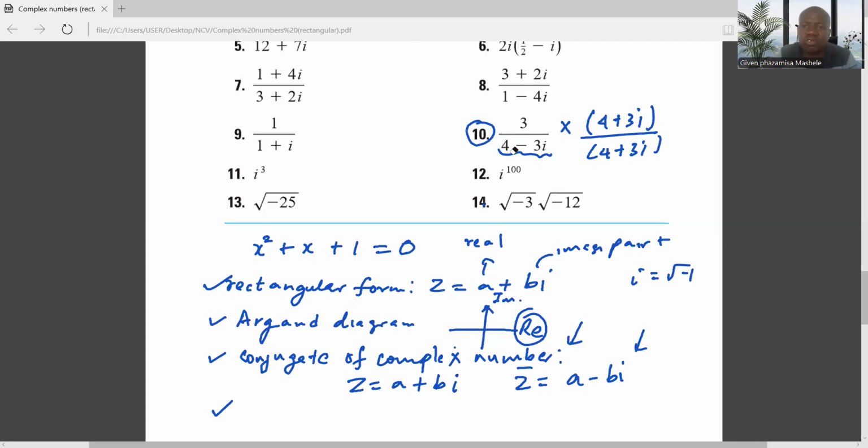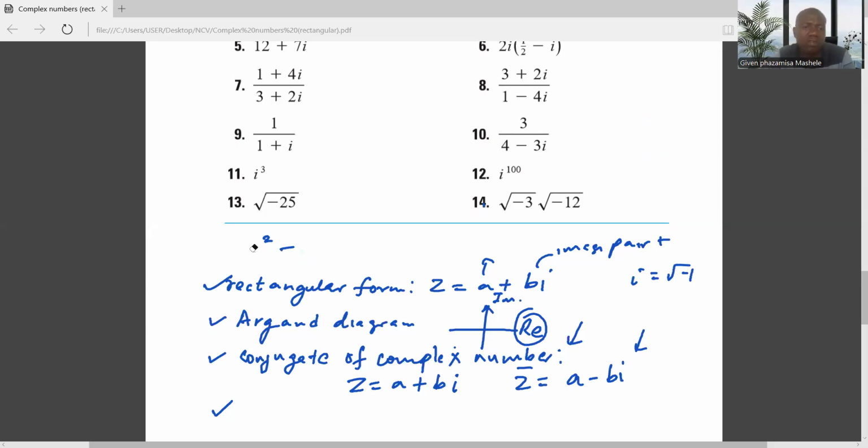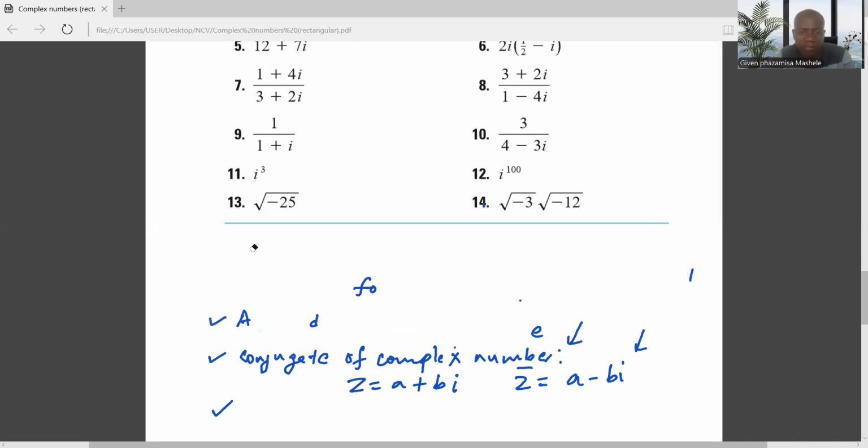So I will also solve problems. Maybe I will take one paper from the NCV, maybe level 3 or level 4, or even the NATED one, the N3 or the N4. It depends on the questions where they've asked this. So these things are very important.